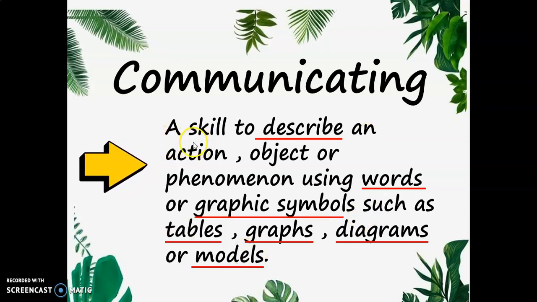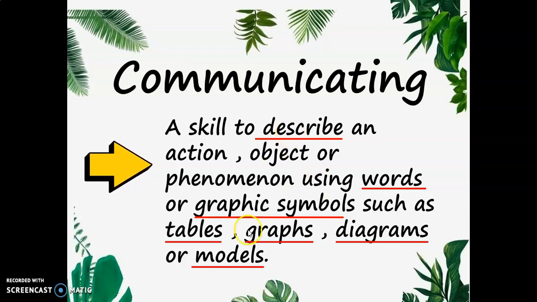It is a skill, satu kemahiran to describe, untuk menerangkan an action, kejadian yang berlaku, objek ataupun kejadian, using menggunakan perkataan. So, communicating, we can use words. You can say in words, it is communicating. Like now, I am using words. So, I am communicating with you now, because I use words. Saya gunakan perkataan. And I delivered something. Okay, I describe something. Saya terangkan sesuatu. This is communicating.